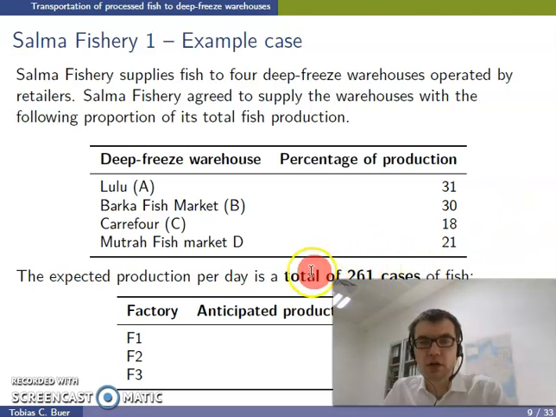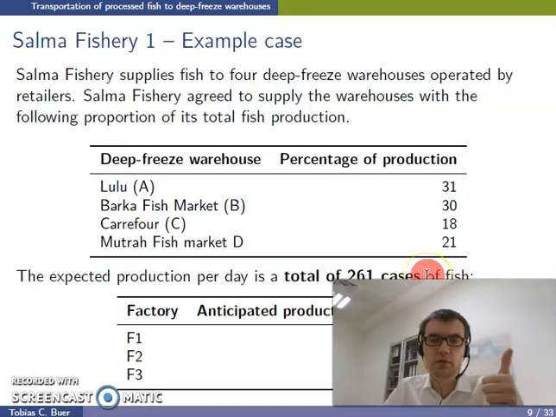We applied some kind of forecasting model based on historical data, and we expect that Salma Fishery will produce around 261 cases of fish in one day. And this is our production for a single day. This is our total production, and the production happens in 3 different factories, with 45 cases in factory 1, 121 cases in factory 2 and 95 cases in factory 3.